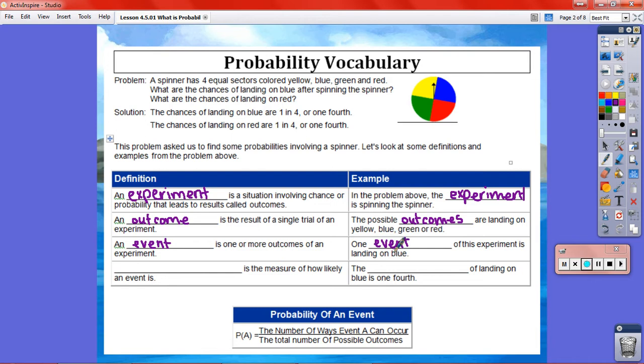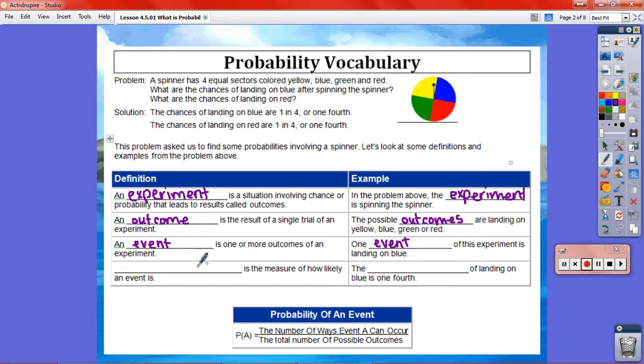Now, an event is kind of like a rectangle. It's a broader category. So a square is always a rectangle, but a rectangle is not always a square. A thumb is always a finger, but a finger is not always a thumb. Likewise, an outcome is always an event, but an event is not always one outcome. It could be more than one outcome.